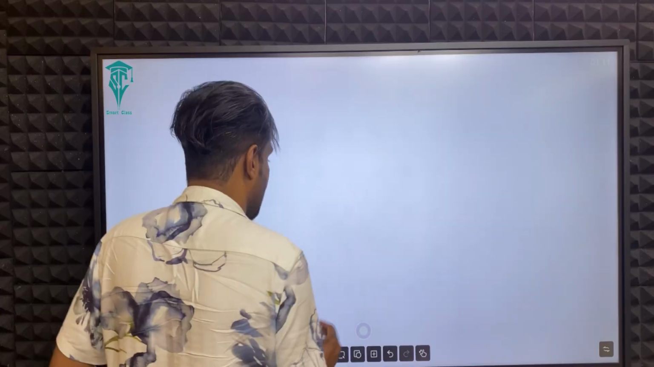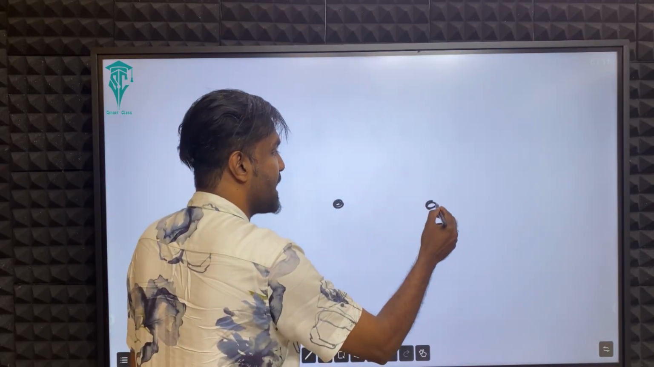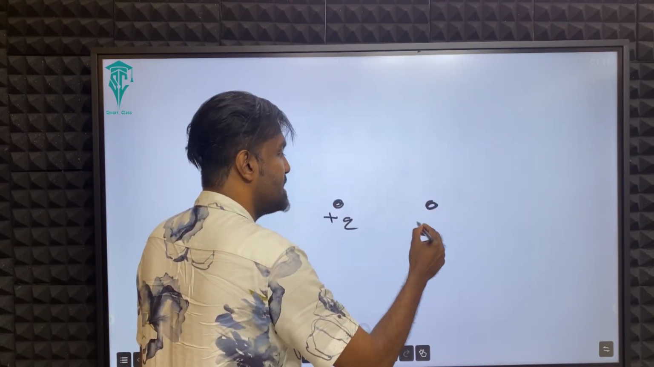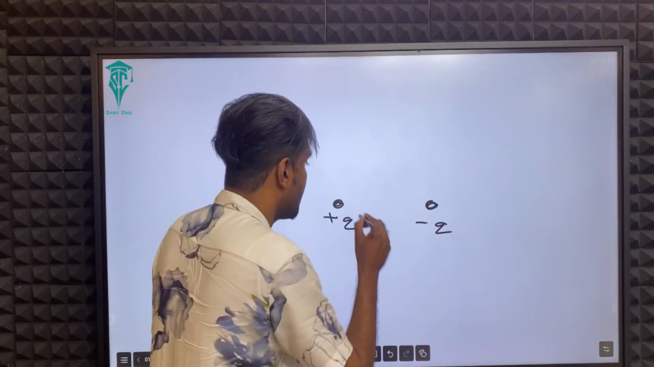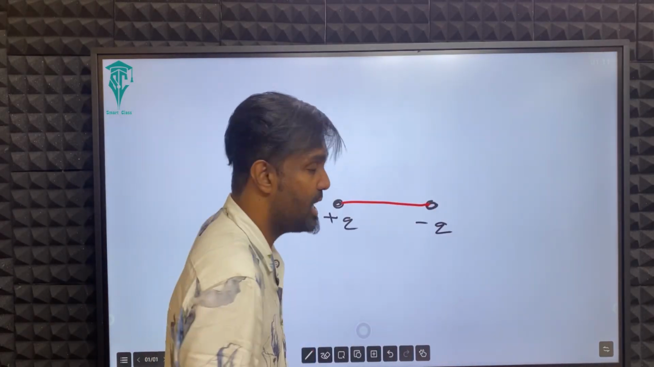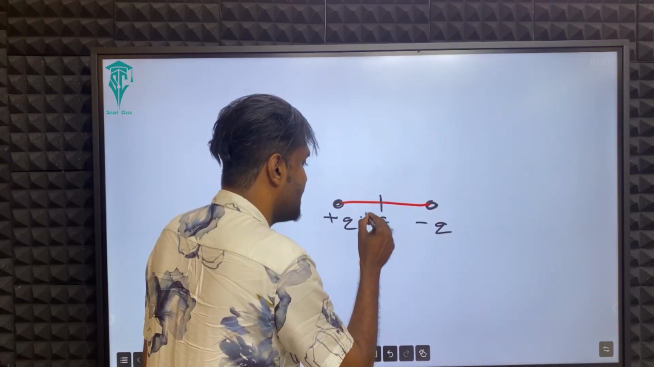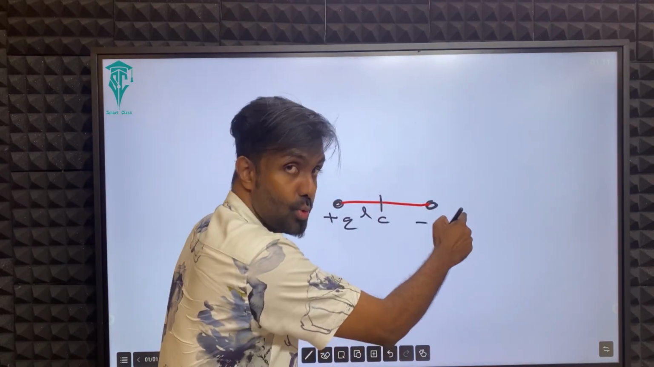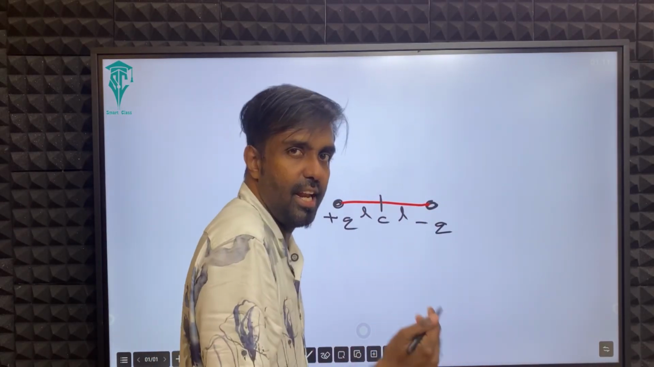Look at here guys. First of all, we have to consider an electric dipole. This is the electric dipole that we have. The length of the electric dipole is 2L. Up to the center, the length is L. From center to the other charge, the length is again L, guys.